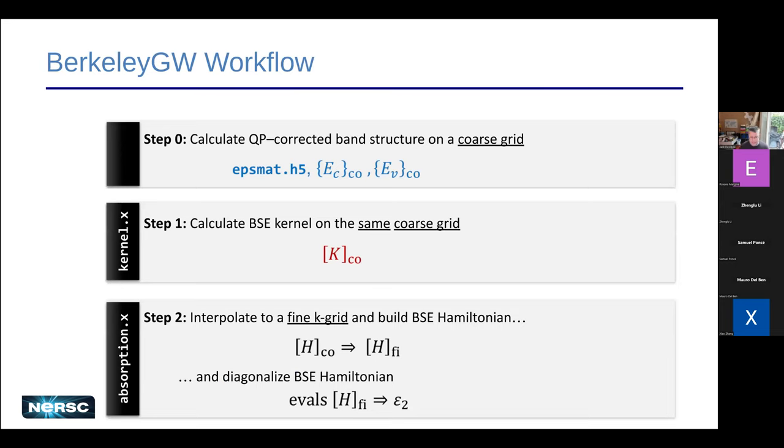Okay, so this brings us to essentially the end here. So here's the whole BerkeleyGW workflow. So you start by calculating the quasi-particle corrected band structure through the GW steps that we talked about at the beginning of this presentation. And then within the Bethe-Salpeter step, there are actually two different components to run. So step one is to compute the BSE kernel on the coarse grid. And we've highlighted here that this is essentially the same coarse grid that you've used to run your GW calculation. And then there's a second step that interpolates that BSE kernel onto a fine grid. It builds the Hamiltonian and then eventually diagonalizes it to find the eigenvalues of the Hamiltonian and construct the absorption spectra.